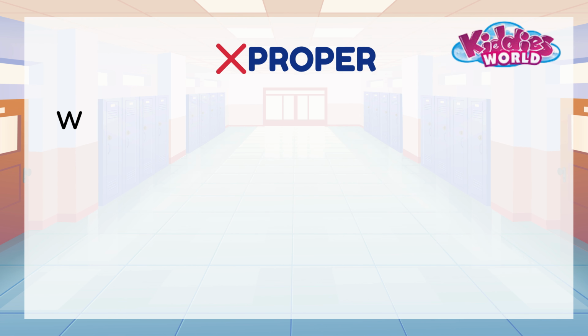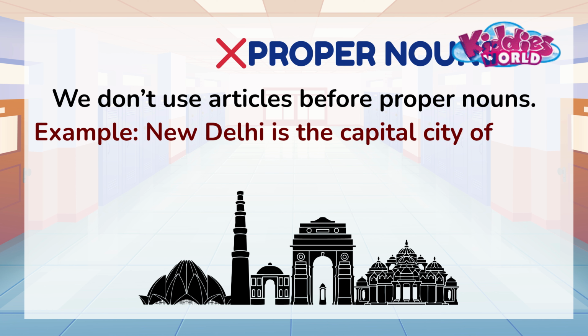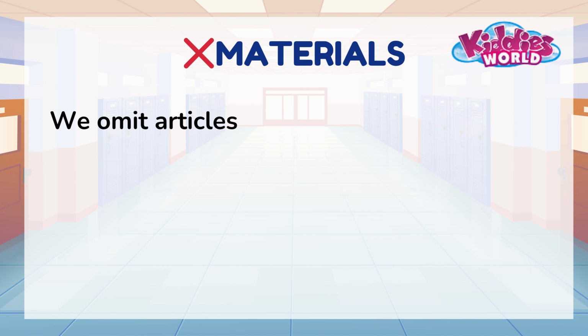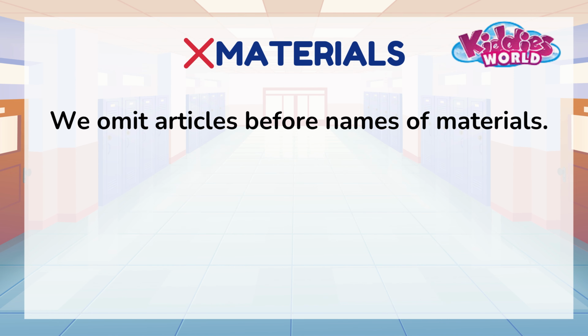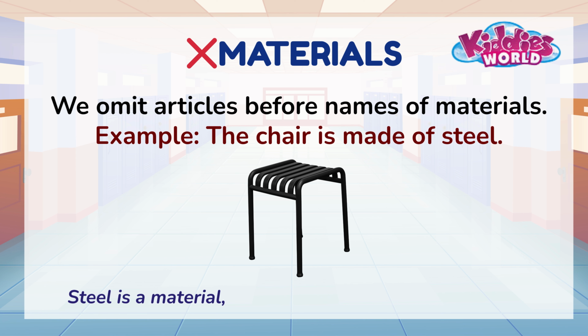We don't use articles before proper nouns. Example: New Delhi is the capital city of India. New Delhi is a proper noun, so we don't use an article before it. We omit articles before names of materials. Example: the chair is made of steel. Steel is a material, so we don't use an article before it.